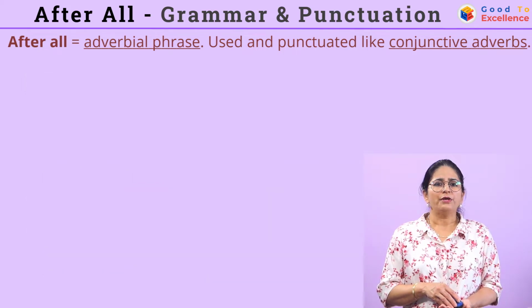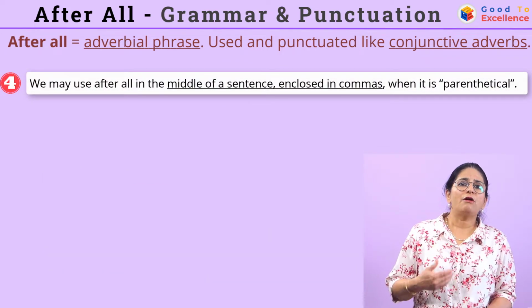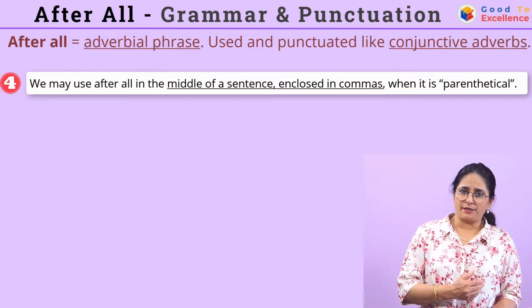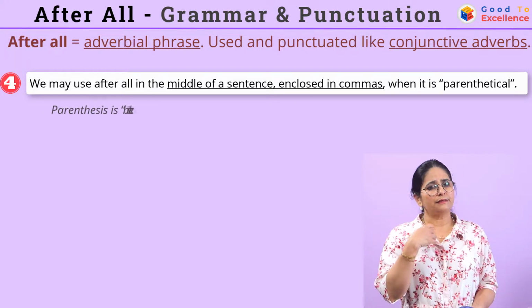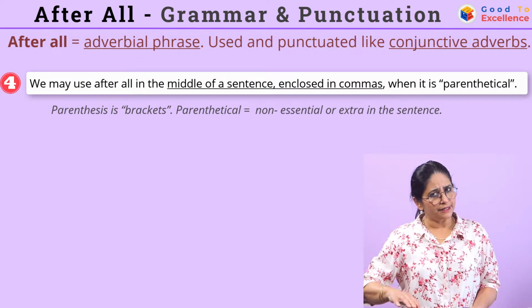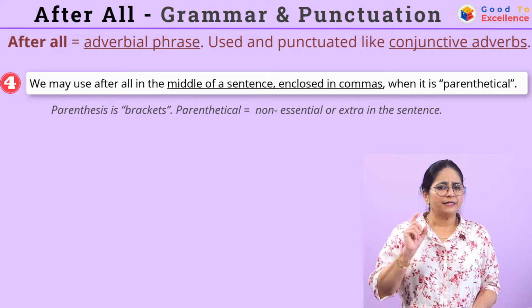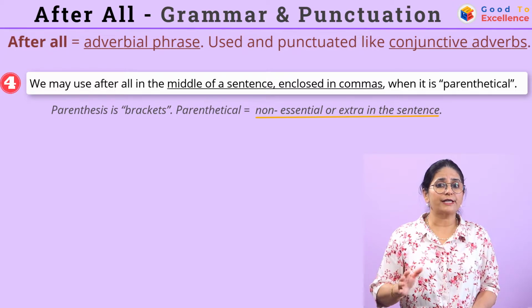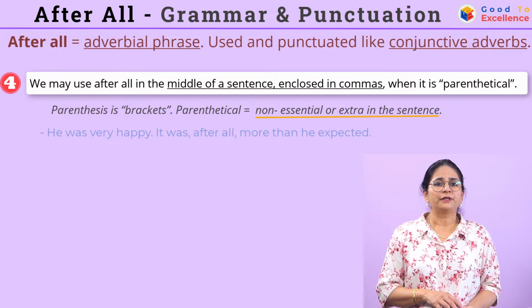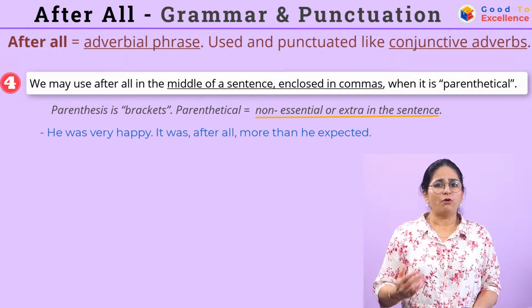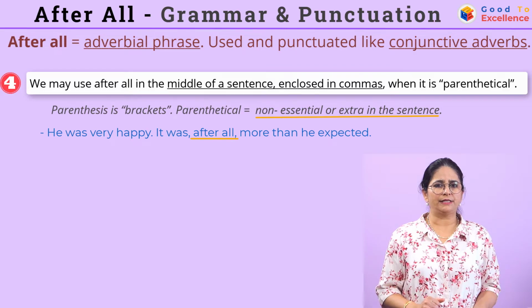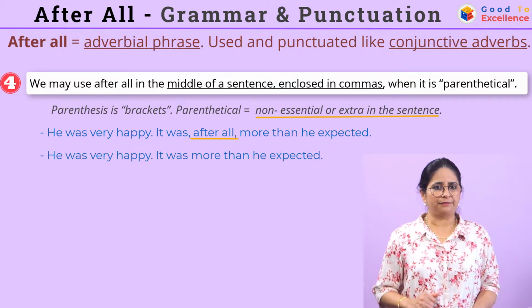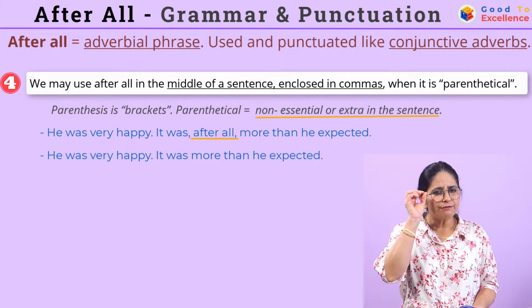Next one. We may use after all in the middle of a sentence, enclosed in commas, when it is parenthetical. Now, parenthesis is brackets. When something is parenthetical in a sentence, it means that it is bracketed, that is non-essential or extra in the sentence. For example, he was very happy. It was, after all, more than he expected. Now remove after all and check the sentence. It was more than he expected. The sentence meaning does not change, but after all adds some flavor to the meaning.